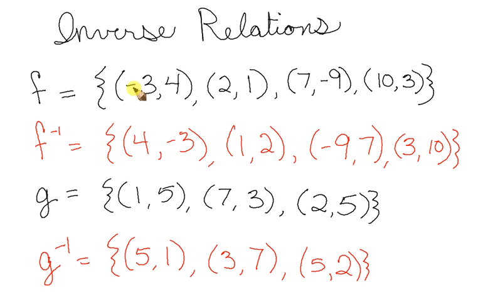So instead of -3 being mapped to 4, we have the inverse, 4 mapped to -3. So if you think of this as a bunch of ordered pairs, this would be the x and this would be the y. But in an inverse relationship, now the x is 4 and the y is -3. And so to note that this is an inverse relation, we put a little -1 in the exponent.